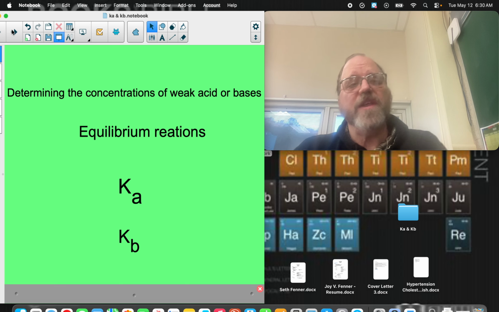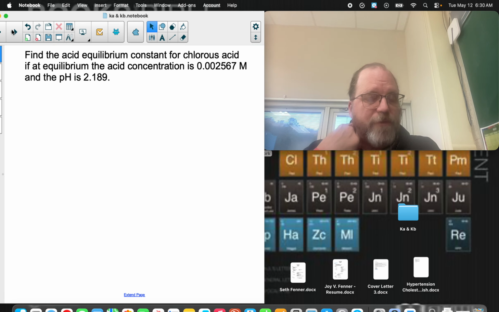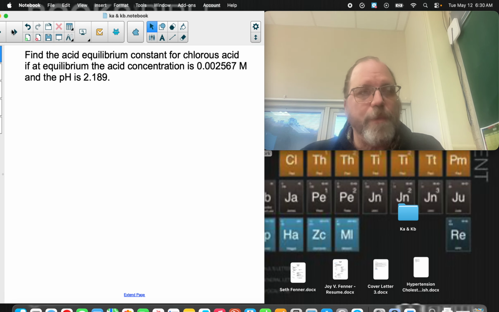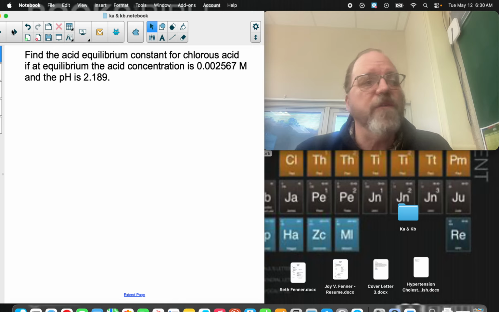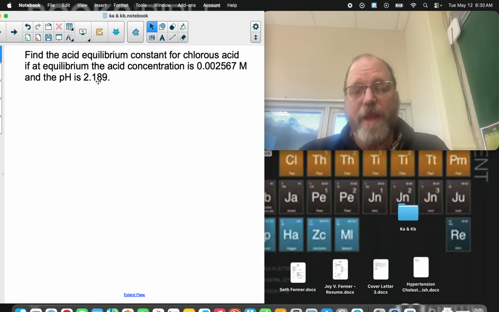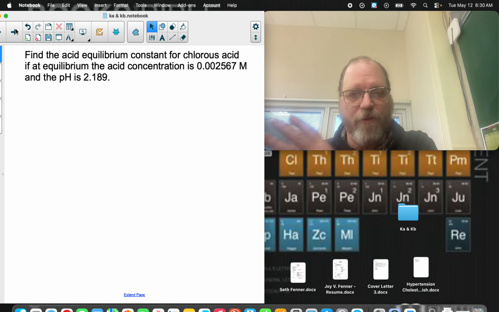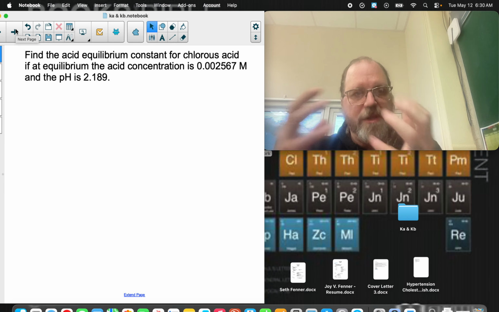So let's try this first one, pretty straightforward. We're going to find the Ka, the acid equilibrium product constant, for chlorous acid, if at equilibrium the acid concentration is 0.002567 molar and the pH is 2.189. So we're taking things that we looked at before and putting them together to make this work.